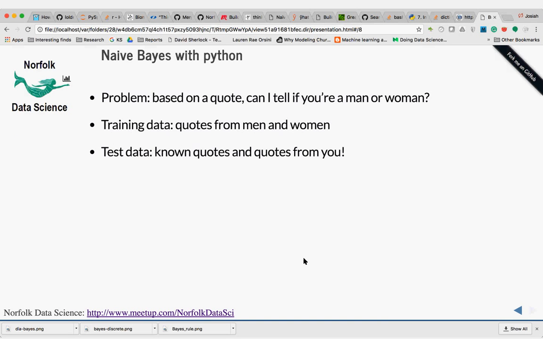So I wanted to work through an example. Unfortunately, I wasn't able to write all of the code for it, so we can go through that now. But the problem is, based on a quote, could I tell if you're a man or a woman? And the training data would be, we could pull a quote or find an area where we had it labeled already. The test data would then be submit a quote afterwards, or pull a quote from the internet that we already knew was labeled. So I started to go through that.